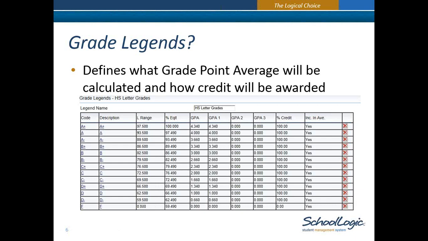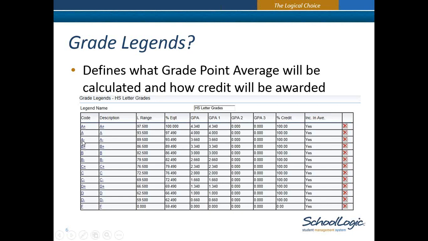Going across, the percent equivalent, and we will look at how this percent equivalent is going to be used further on in this presentation. You can define up to 4 different GPA calculations, and if you are on a 4-point scale, there can be different ways of having different grade points awarded for different types of scenarios, so that we can have a GPA 1, 2, or 3. Percent credit: how much of the credit of that course for the grade that's being awarded is going to be sent for the student to use for graduation requirements.